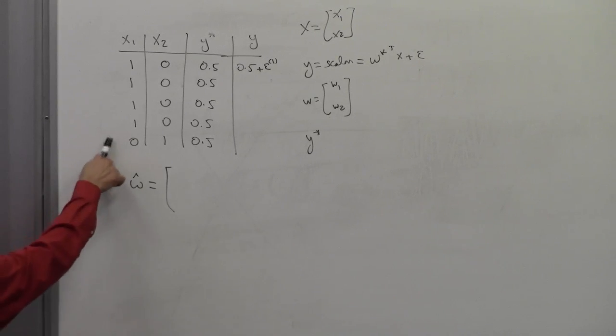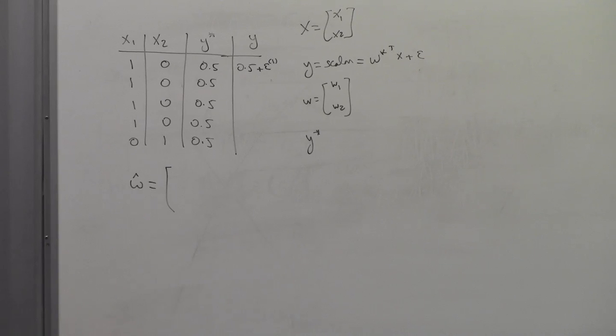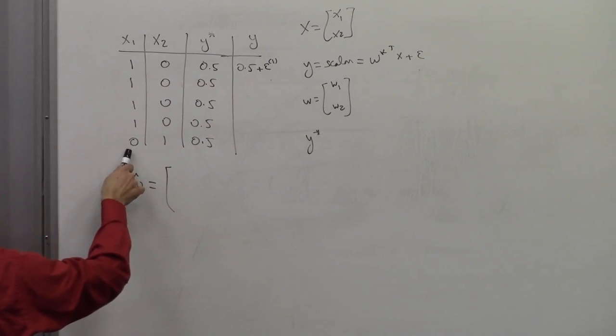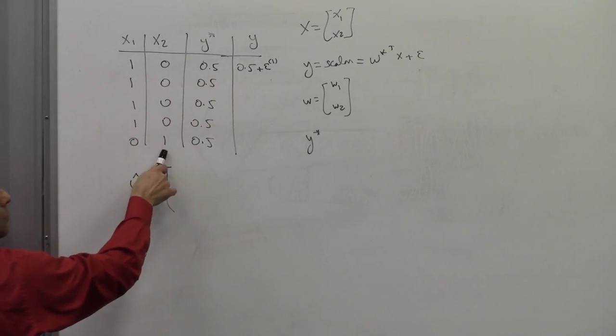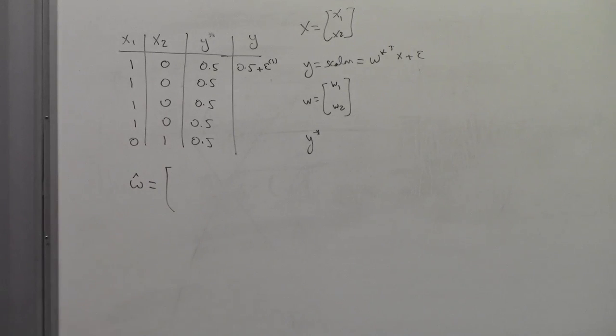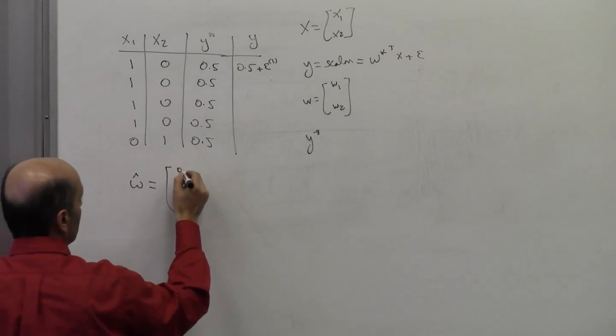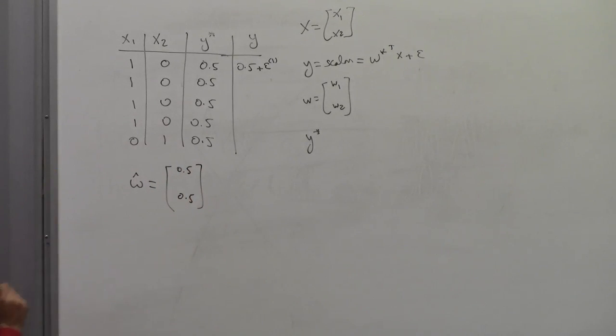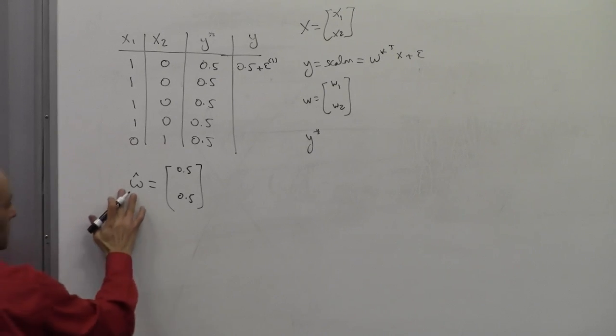For this data to be generated, I have x1 is 1, x2 is 0, y star is 0.5, and I also have another condition where x1 is 0, x2 is 1, and y star is 0.5. So what's my estimate of w? 0.5. Good. But what do you think will be my estimate of the uncertainty of w?